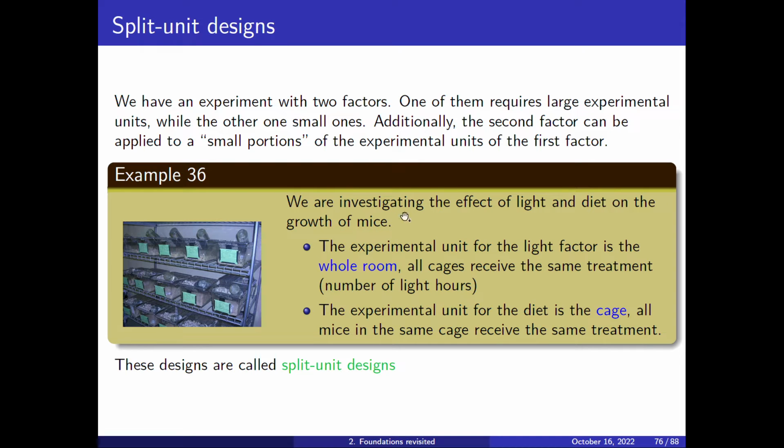So for instance, we're investigating the effect of light and diet on the growth of mice, and the experimental unit for the light factor is the whole room, because it is where you can change your light. All cages will receive the same treatment, that is the number of light hours, for instance, and the experimental unit for the diet is the cage. All mice in the same cage receive the same treatment. So these experiments in which you have two factors, the second one kind of nested into the first one, are called split unit designs.